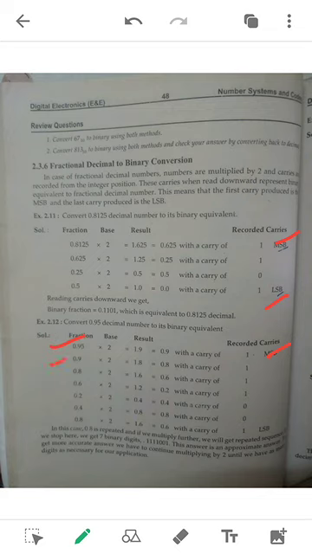Again in the second step, 0.9 has to be multiplied by 2, and you will get 1.8. 1 is the integer you put as a carry. The left out is 0.8, and again in the third step 0.8 has to be multiplied by 2. So you will get 1.6, and 1 is the integer that you take as a carry, and the remaining is 0.6.